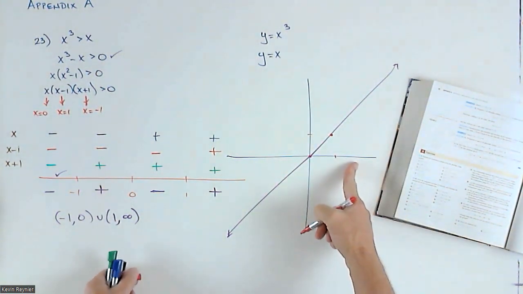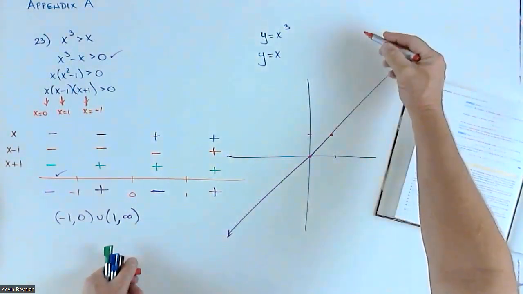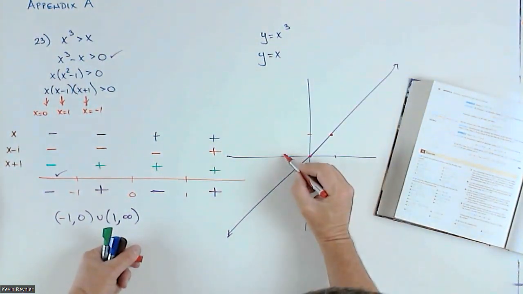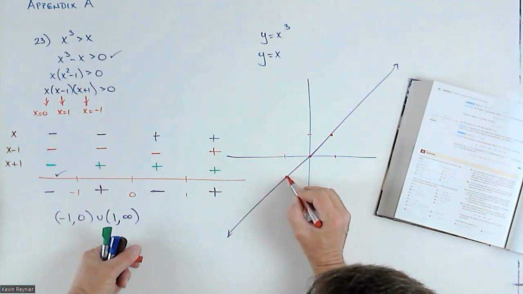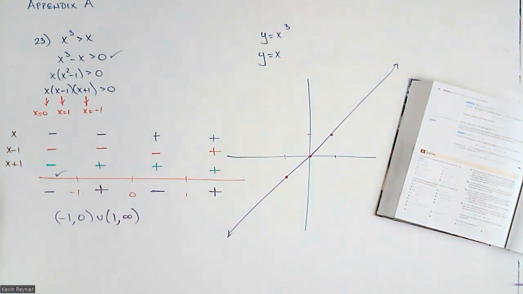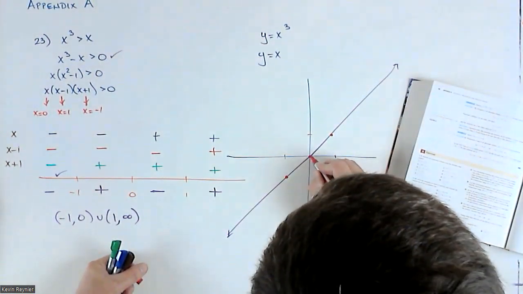But it also goes through 2, 8, doesn't it? 2, 8. That's way up here. And it goes through -1, -1. That's right here. But it also goes through -2, -8. The cubic, right? The cubic goes like this.